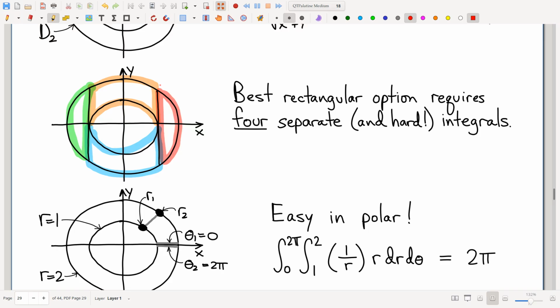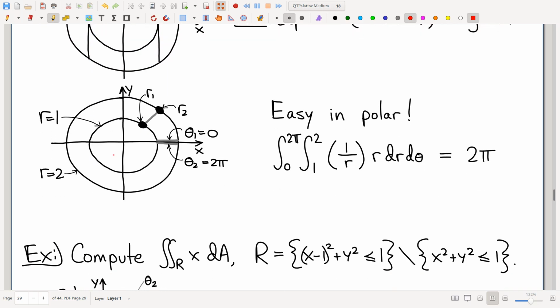By the way, they're hard integrals because look at these edges, right? The edges here are circles. Circles means there's going to be square roots in your bounds. That means these are hard integrals. So we don't want to do that either. So look how easy the alternative is. Just do it in polar coordinates, right?